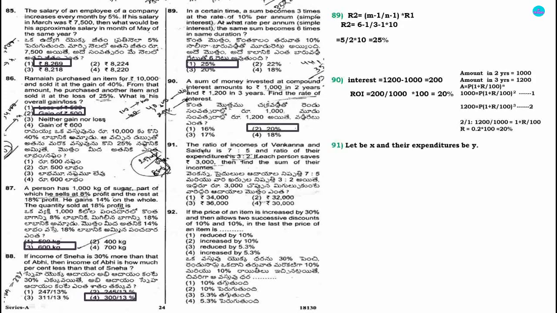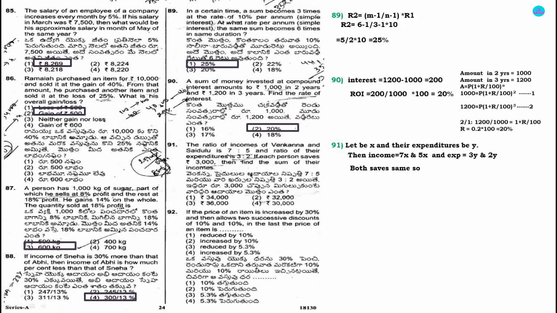Question 91. The ratio of incomes of Venkanna and Saidulu is 7:5, and the ratio of their expenditures is 3:2. Their incomes are 7:5, expenditures are 3:2. Now first let's consider x as the income and y as the expenditure. Then the incomes will be 7x and 5x, and the expenditures will be 3y and 2y.